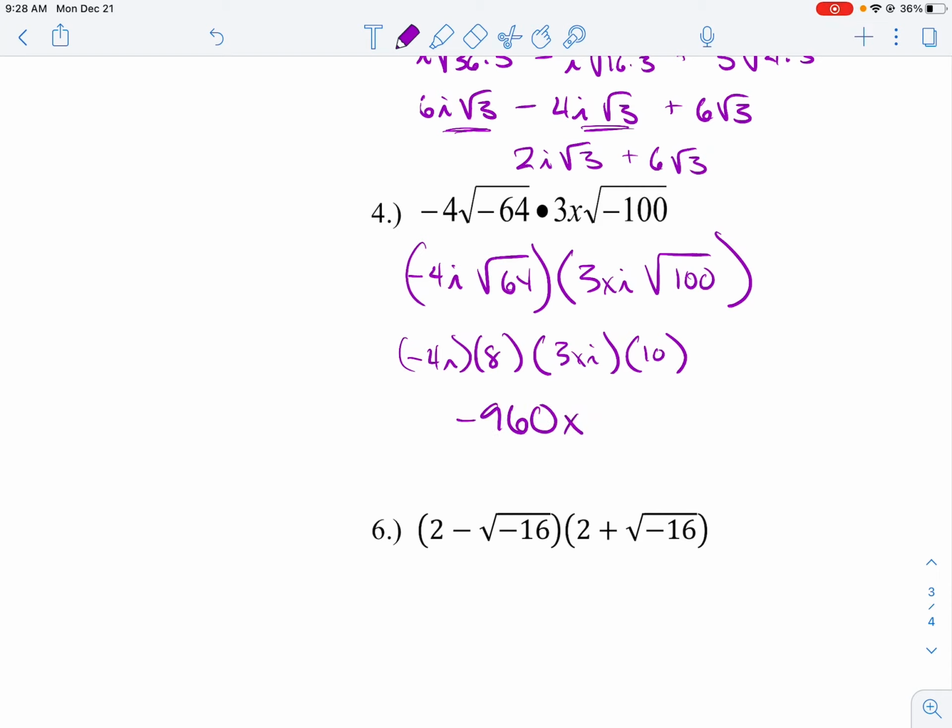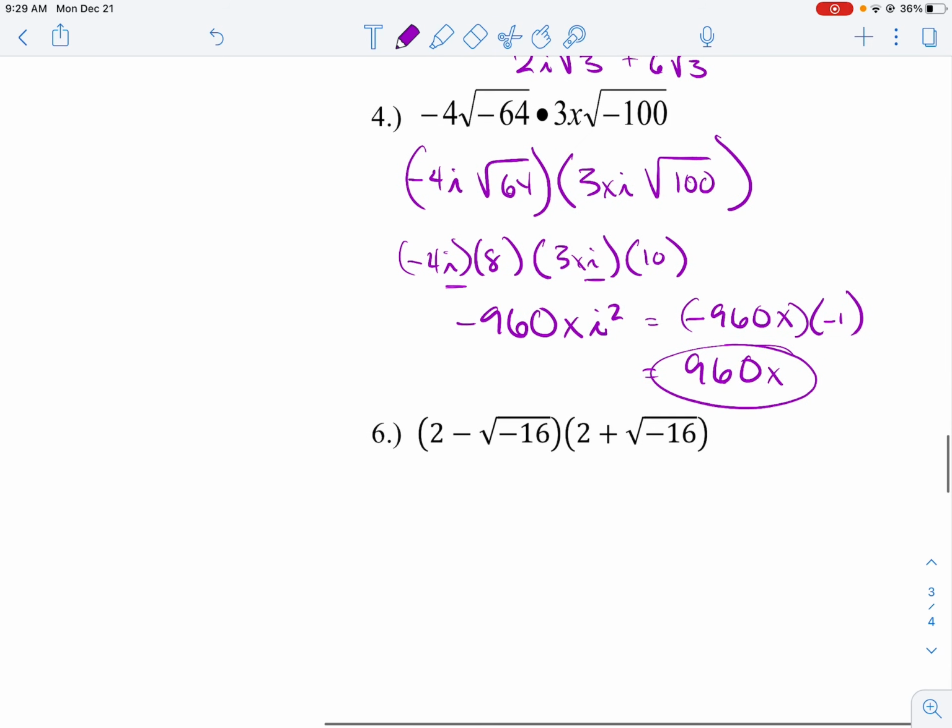I don't have anything to multiply with the x, and the i gets multiplied by the i, and so we get i squared. Now i squared is equal to a negative 1, so we get negative 960x times a negative 1, which is a positive 960x.